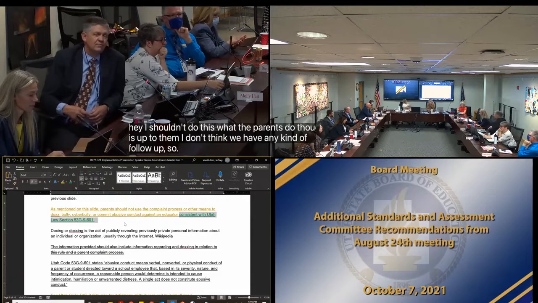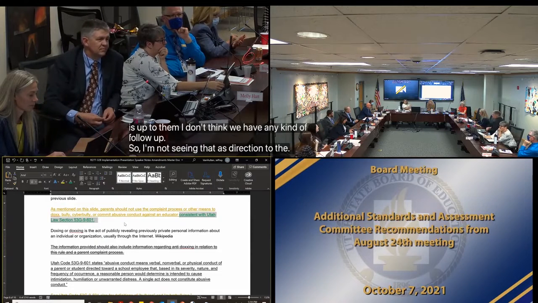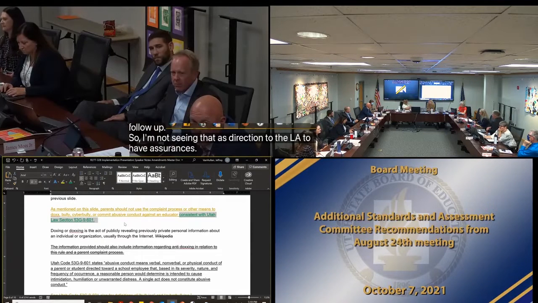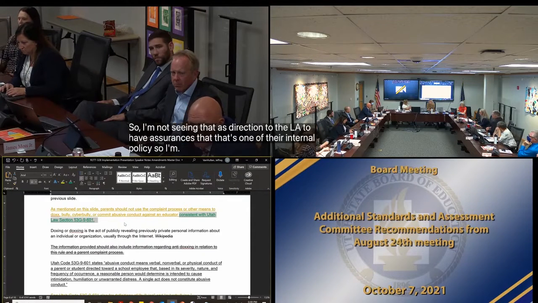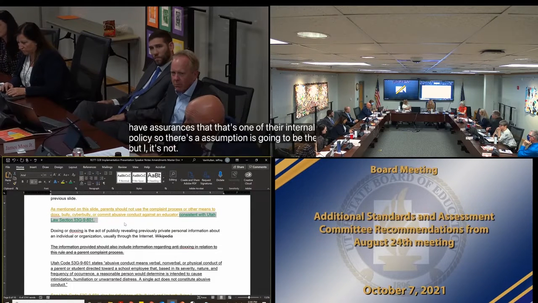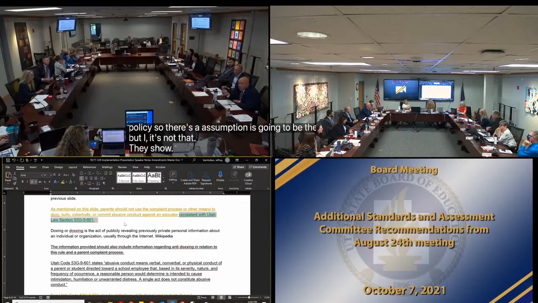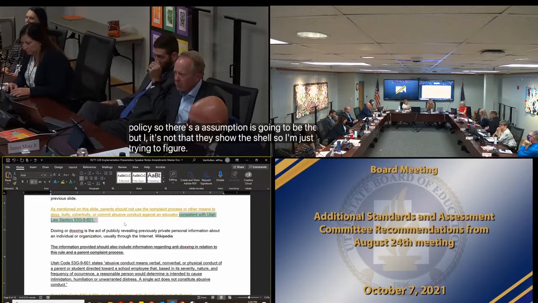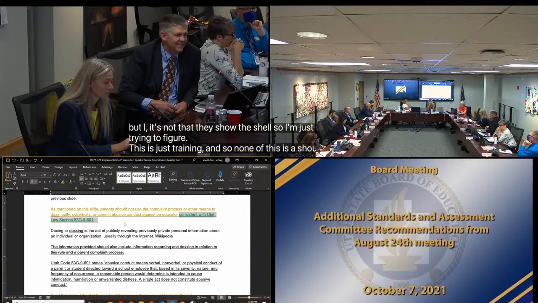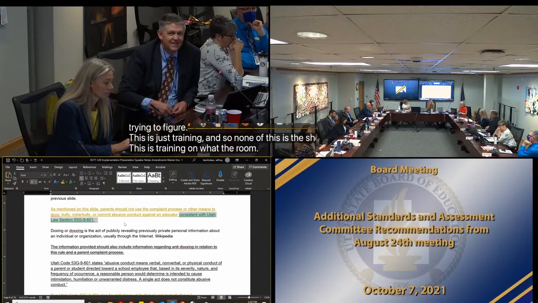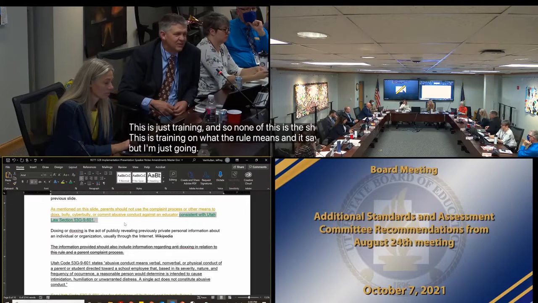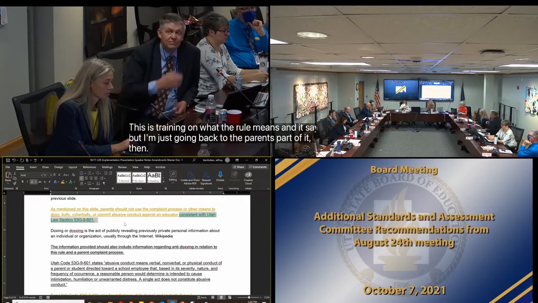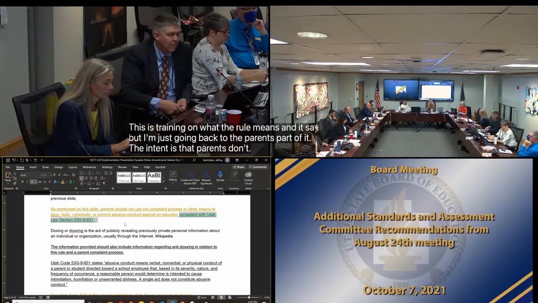So I'm not seeing that as direction to the LEAs to have assurances that it's in one of their internal policies. There's an assumption it's going to be there, but it's not that they shall. This isn't a rule, this is just training, and so none of this is a shall. This is training on what the rule means. I'm just going back to the complaint process, that parents shouldn't use it to do this. The intent is that parents don't do this.